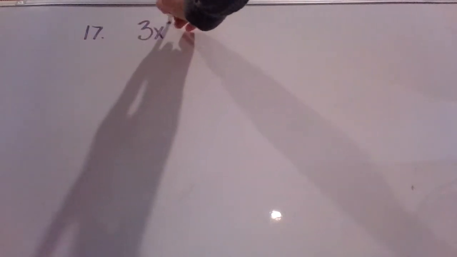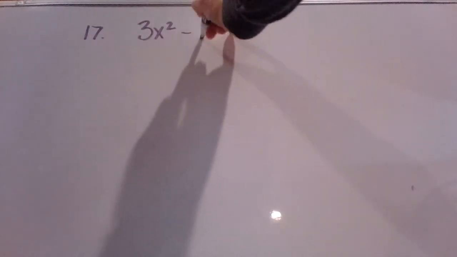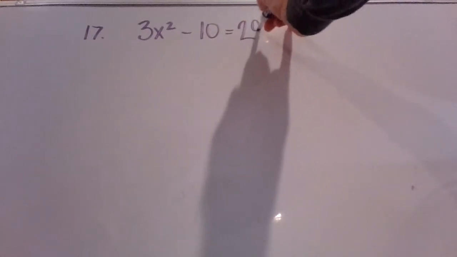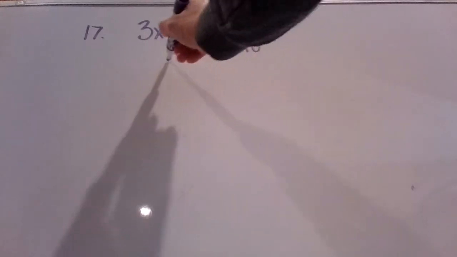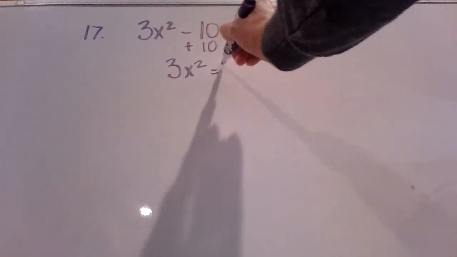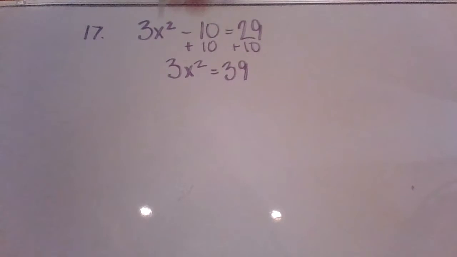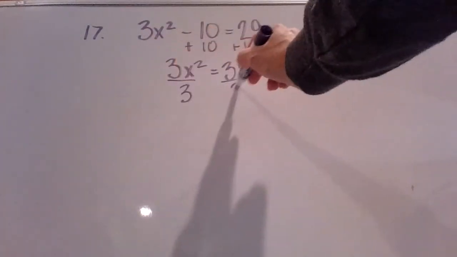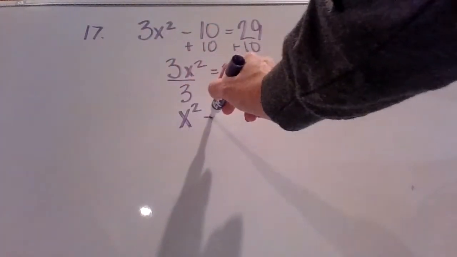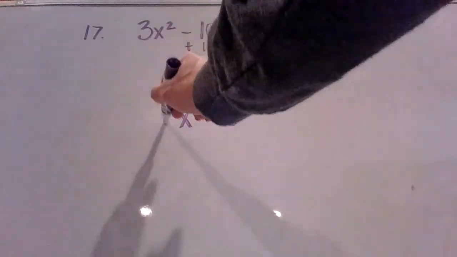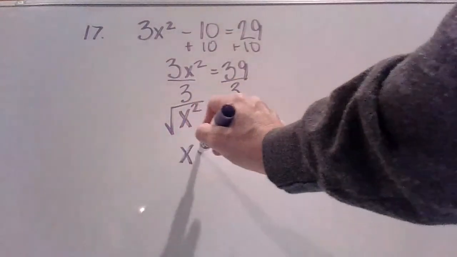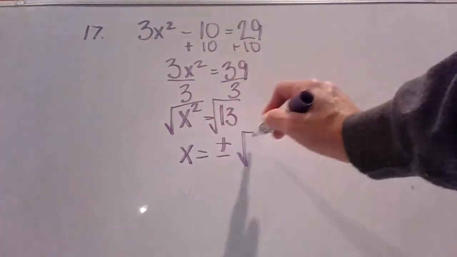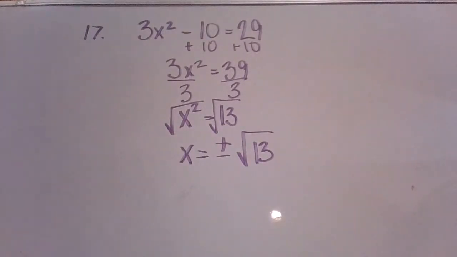Number 17. 3x squared minus 10 is equal to 29. I'm going to add 10 to both sides. 3x squared is equal to 39. Divide both sides by 3. So x squared is equal to 13. I'm going to find the square root on both sides, and I get x is equal to plus or minus the square root of 13.